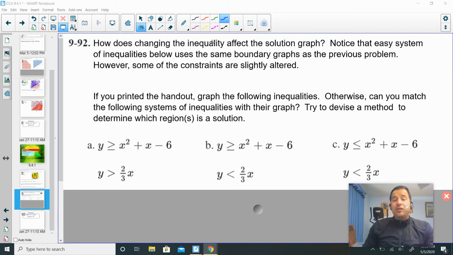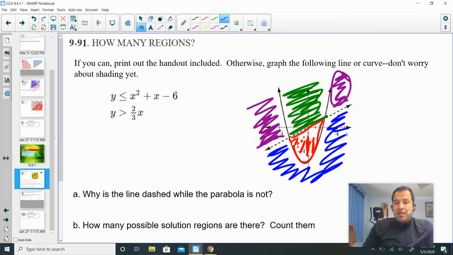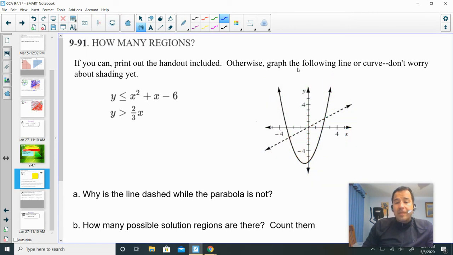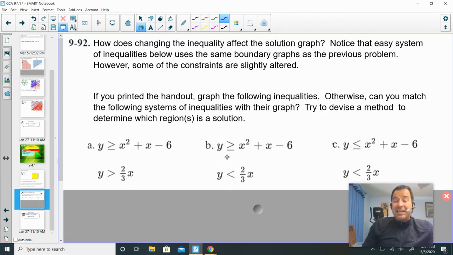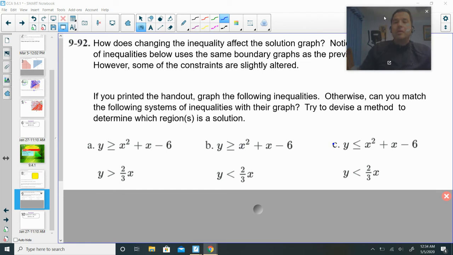If you have the printout, it gives you an A, B, and C, and they show you the graphs. You are the one that has to shade them in. So you shade them in. If you have it, pause right now and please do it.